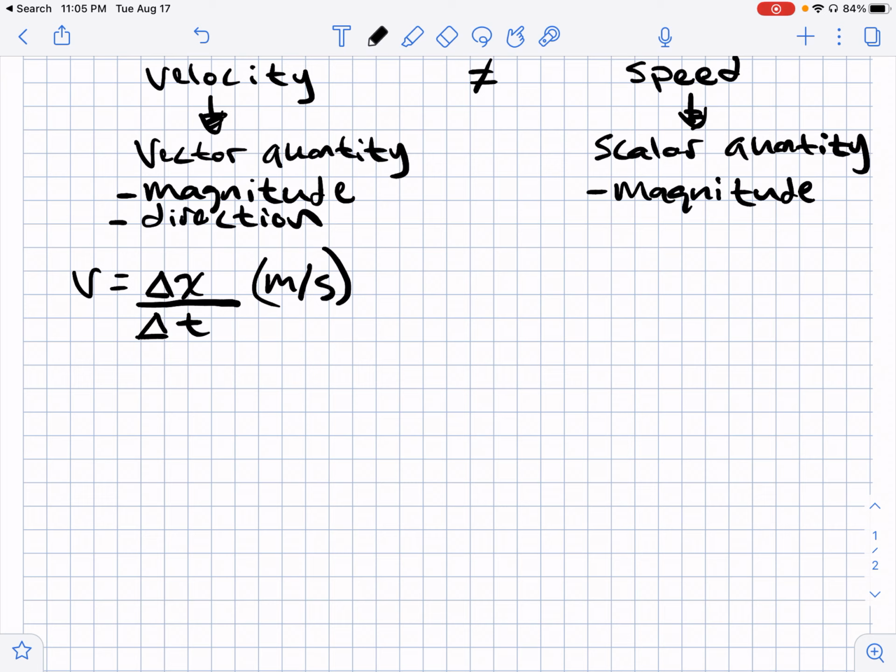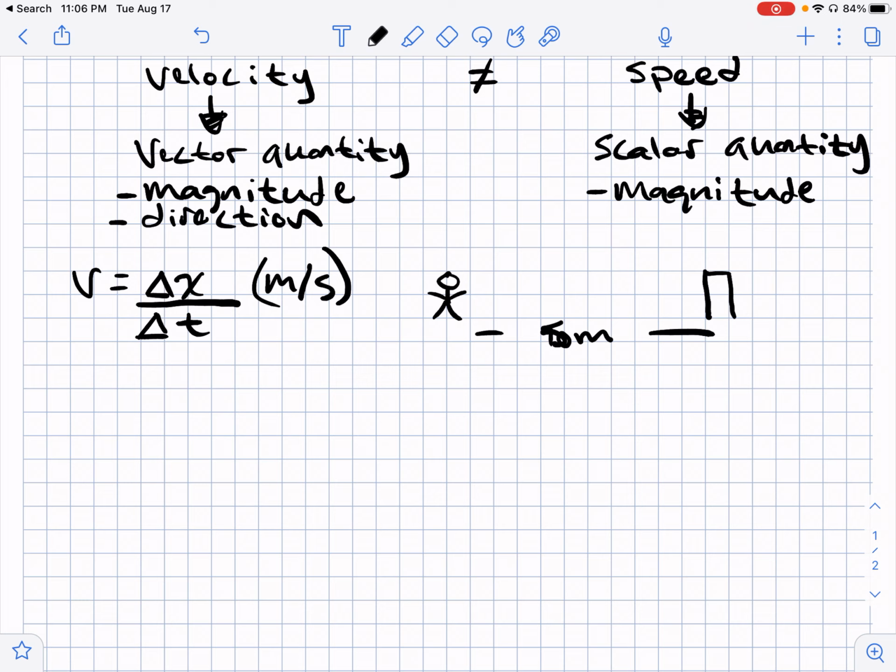Now let's look at a real easy example here, and this will help distinguish the difference between speed and velocity as well. So let's say I'm sitting here in the classroom, and over here I've got the wall, and let's say the wall is 5 meters away. And let's say that I run as fast as I can to the wall, and it takes me 5 seconds. So the time it took me to run 5 meters was 5 seconds.